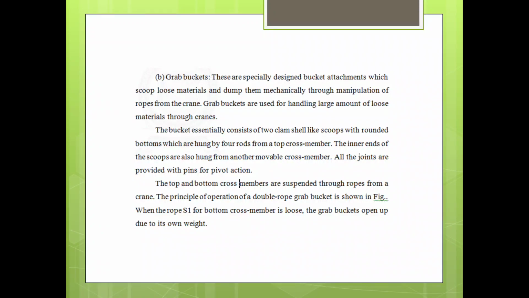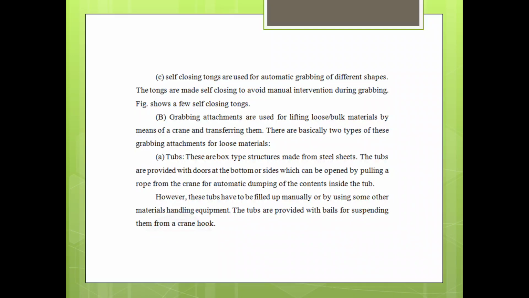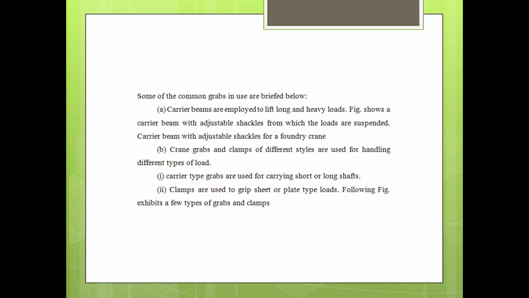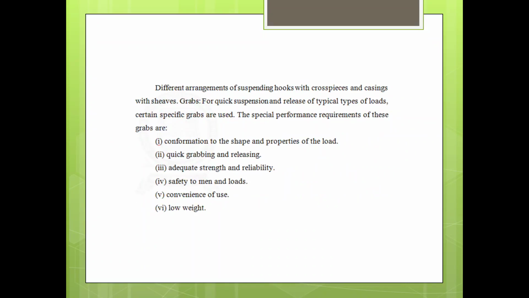The principle of operation of a double rope grab bucket is shown in the figure. When the rope holding the bottom cross member is loose, the grab bucket opens up due to its own weight. Self-closing grabbing tubs, carrier grabs, crane grabs, and carrier type clamps show conformation to the shape and properties of the load, quick grappling and releasing, adequate strength and reliability, and safety to men and loads.